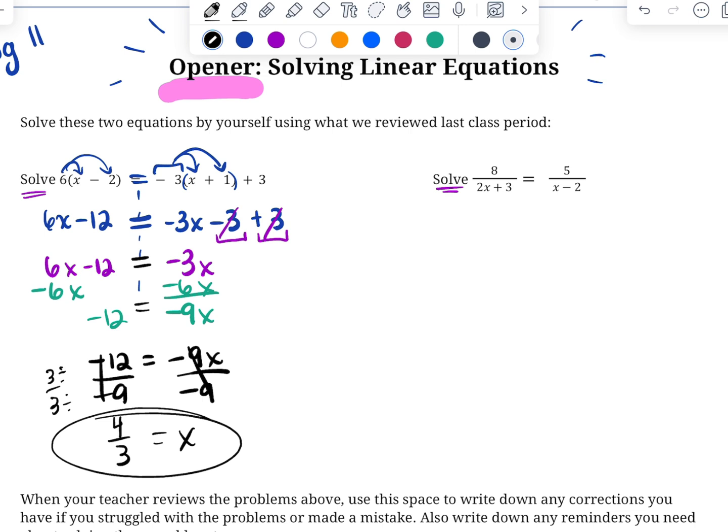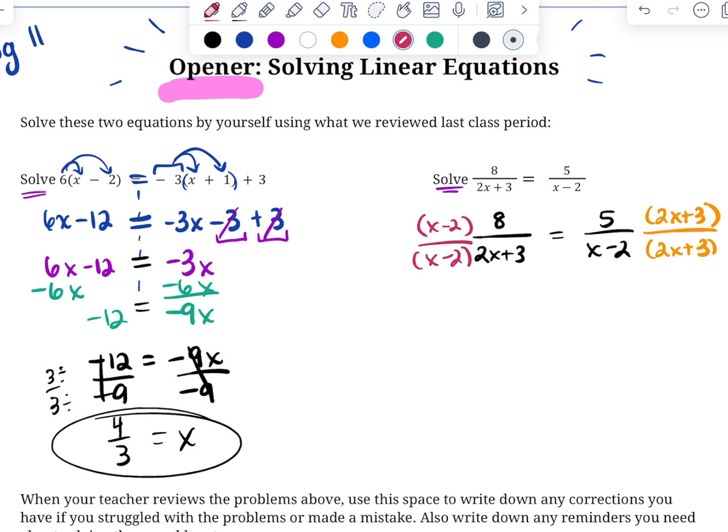So on the right-hand side, we have a problem with two fractions, okay? So the only way to deal with these problems, and I'm going to rewrite it, and there's a reason why. The only real way to handle fractions is with a common denominator, okay? So here's what's going to happen. I'm going to multiply the right side by 2x plus 3, top and bottom, okay? And I'm going to multiply the left-hand side by x minus 2.